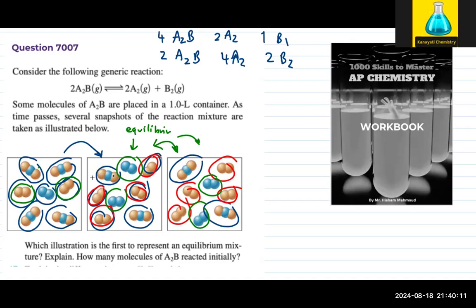So the initial number of A2P was 4 plus the 2 that are remaining at the end, so it is 6 molecules of A2P. 4 of them have decomposed, and 2 are remaining. Where are they? This is the one remaining, and this is the other one remaining, but there are 4 other molecules which have decomposed initially.